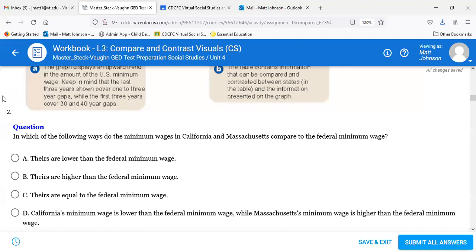Okay. In which of the following ways do the minimum wages in California and Massachusetts compare to the federal minimum wage? A, theirs are lower than the federal minimum wage. B, theirs are higher than the federal minimum wage. C, theirs are equal to the federal minimum wage. Or D, California's minimum wage is lower than the federal minimum wage, while Massachusetts' minimum wage is higher than the federal minimum wage. Okay, so I know it's not D.